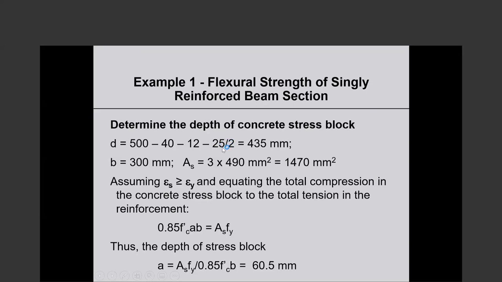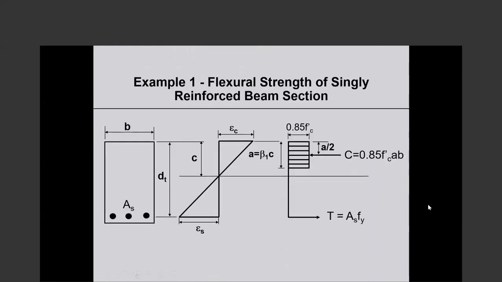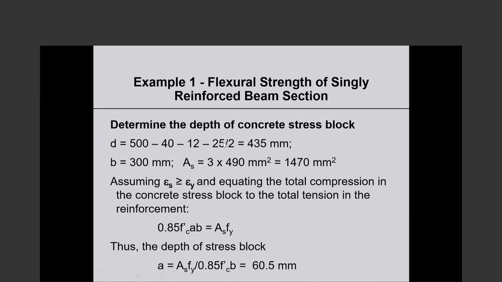Okay, so 500 minus clear cover of 40 millimeters. Not shown in the picture is there is a stirrup or a tie or something around the bars. We need them even for construction reasons. So that is 12 millimeter diameter. And then we take away half the diameter of this bar, the 25 millimeter diameter bar. So that gives us an effective depth of 435 millimeters.